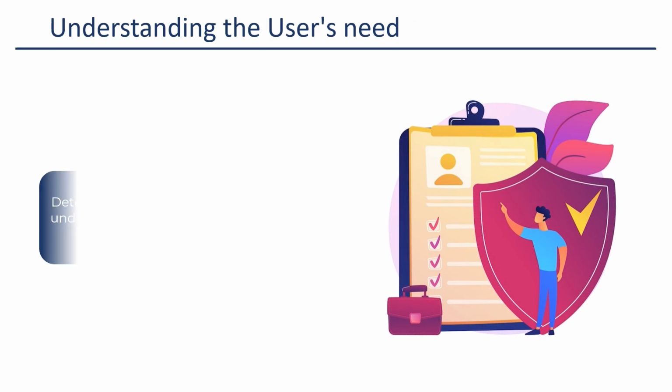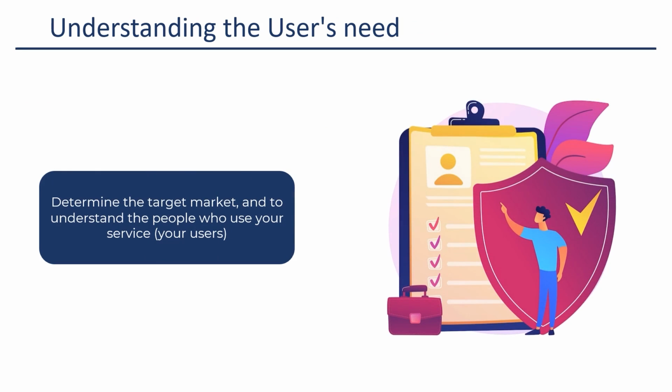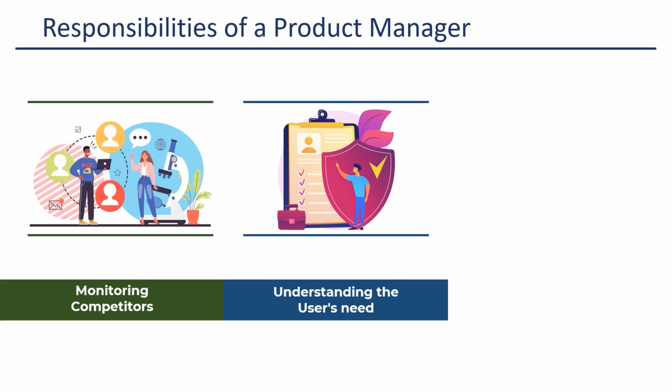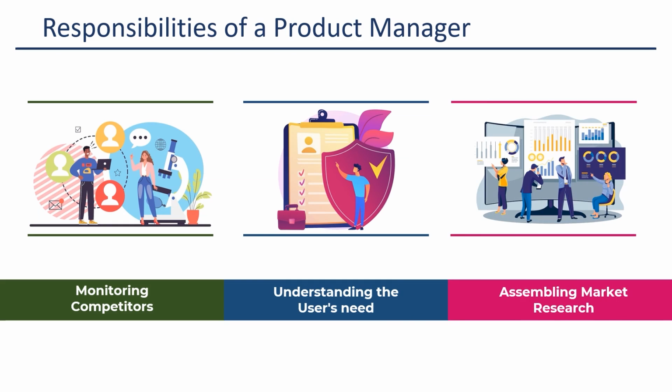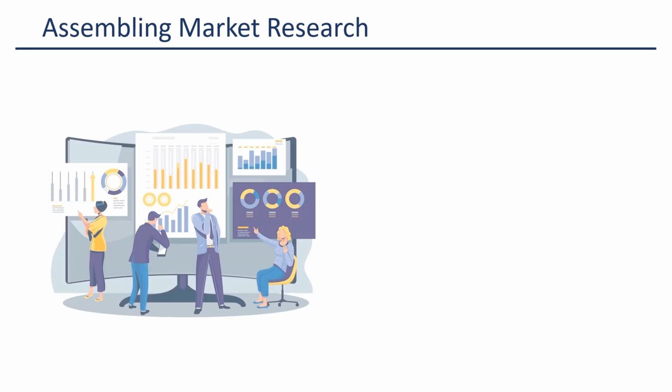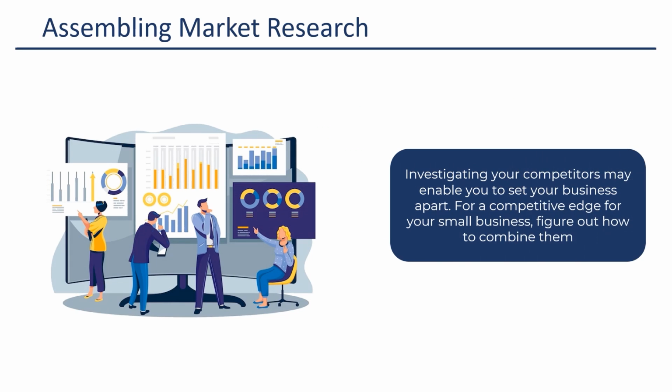It is your duty as a product manager to determine the target market and to understand the people who use your service, or your users, and what they want to do to build a solution that works for them. The next responsibility is assembling market research and competition data. By conducting market research, you might meet clients for your company. Investigating your competitors may enable you to set your business apart. For a competitive edge for your small business, figure out how to combine them. To learn more about the market, product managers speak with data scientists.